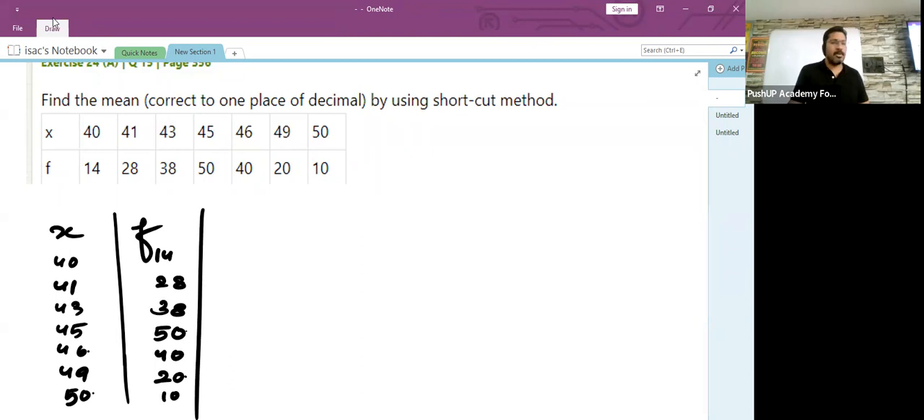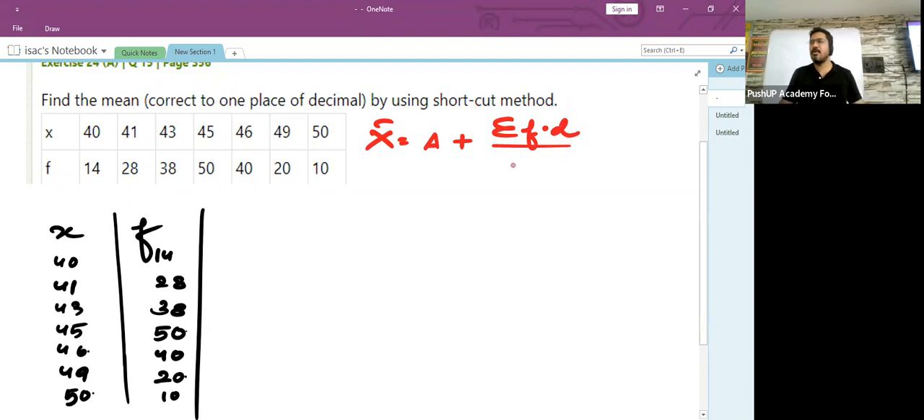The first thing which I taught you the other day regarding shortcut method was its formula. You remember, children? The arithmetic mean X bar is equal to assumed mean capital letter A plus sigma F into D, where D stands for deviation, isn't it? A plus sigma F into D upon sigma F. This is the formula for shortcut method.